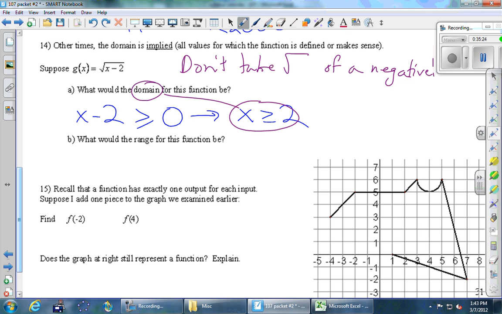So sometimes it's not given to you explicitly, but you have to really think about making sure that you don't plug in anything that's illegal, right? And so this is called an implied domain. You have to think about what values of x you're allowed to plug in.